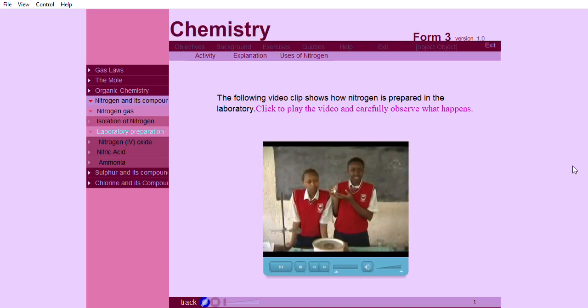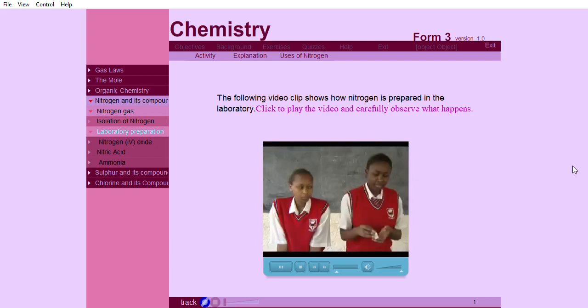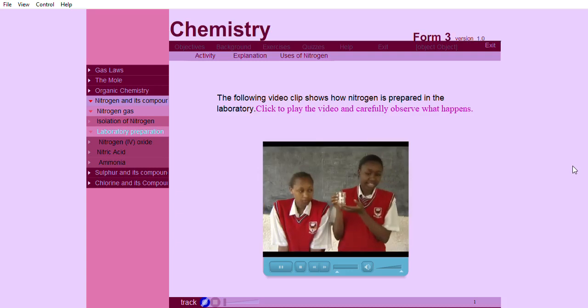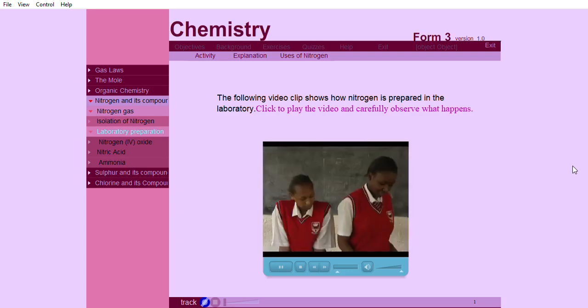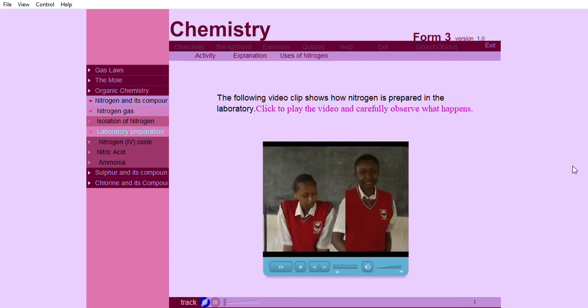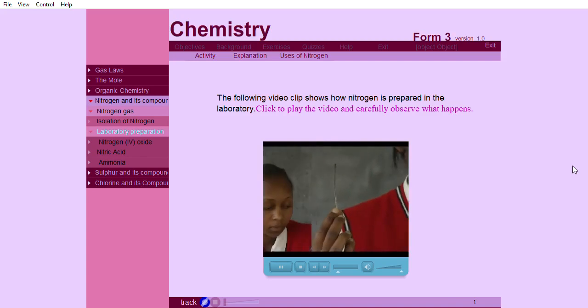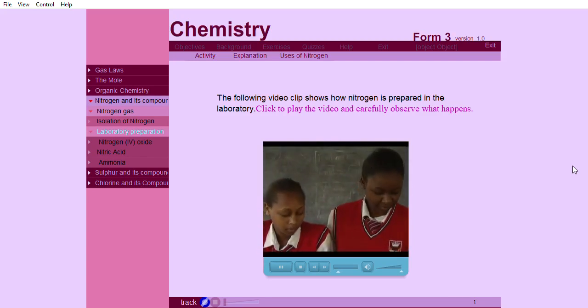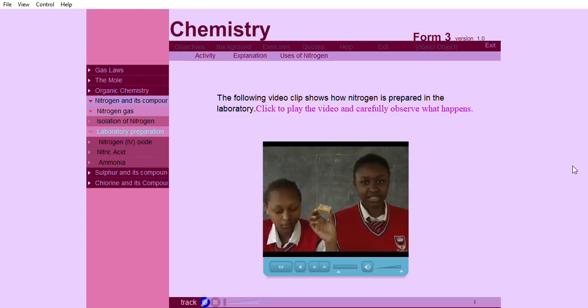sodium nitrite, ammonium chloride, and calcium hydroxide solution, a wooden splint, magnesium ribbon, litmus paper, and matchbox containing matchsticks.